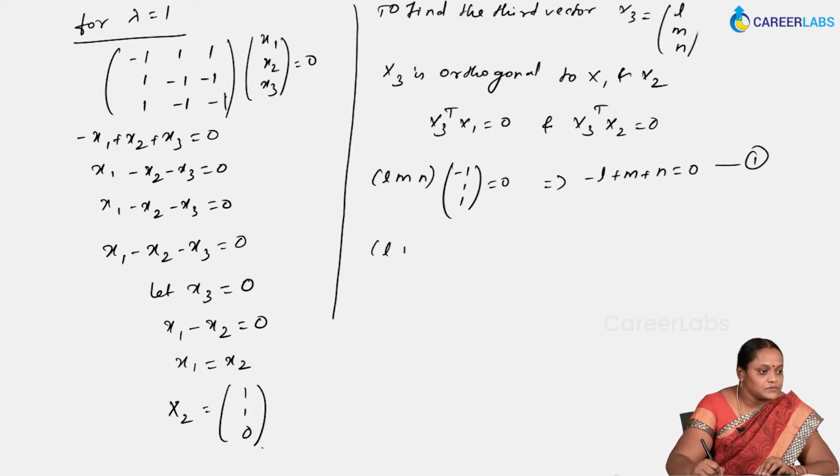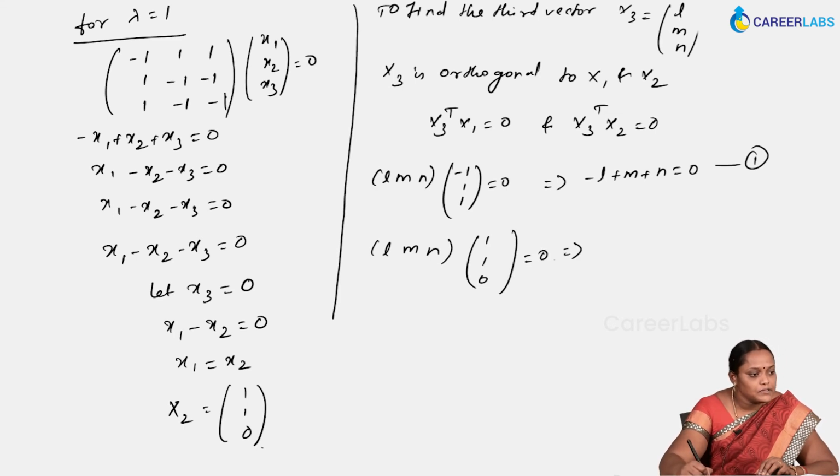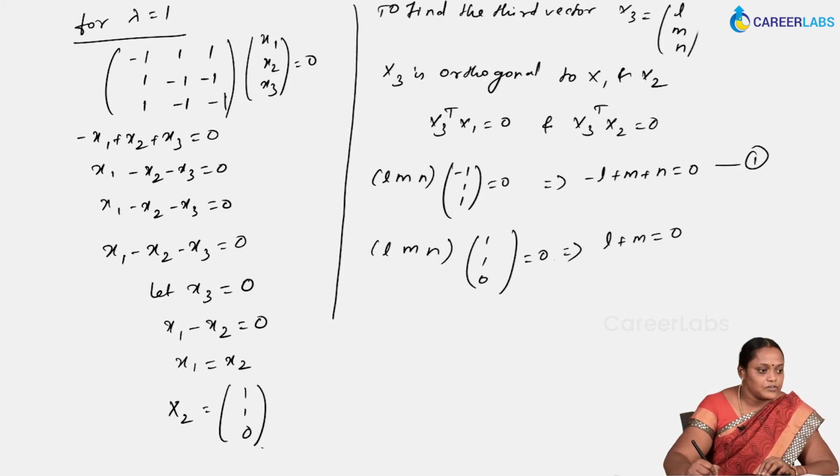So, x3 transpose is L, M, N, and x2 we have already found, it is nothing but 1, 1, 0. Therefore, 1, 1, 0 implies L plus M equals 0. Now, let us write the coefficients in order: 1, 1, minus 1 and 1, 1, 1, 1, 0, 1 and 1. There is no n term, right? Therefore, we are replacing it by 0.